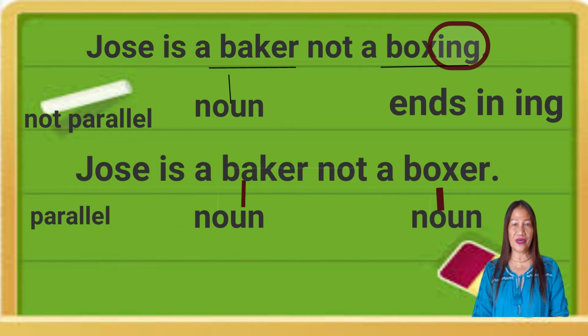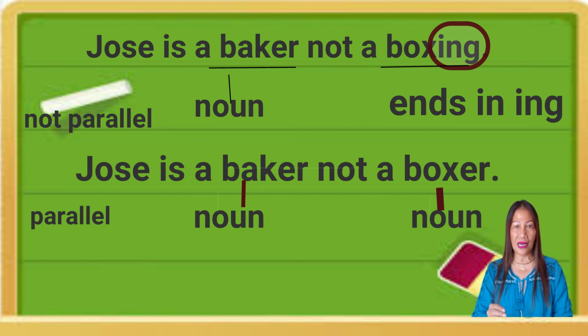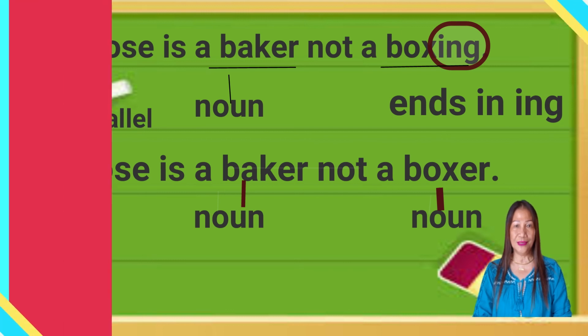Let's have another one. Jose is a baker, not a boxing. Is it parallel? Is it correct? Of course not. It's because baker is a noun and then followed by a phrase, not a boxing. So it should be, Jose is a baker, not a boxer. So noun with nouns. Baker is a noun, boxer is a noun.